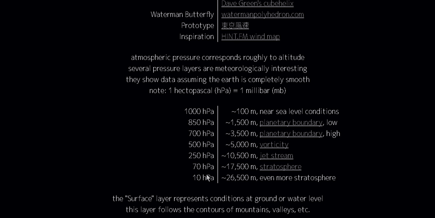70 hectopascals is 17,500 meters, which is 60,000 feet above the stratosphere, and then you're going right up into the upper stratosphere towards outer space, or a fair few miles short of that. There's still atmosphere up there, but you get the general idea. That's how high you can go.